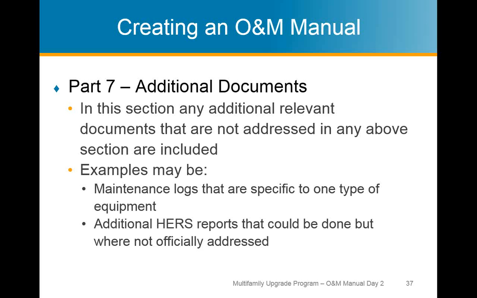Examples may be maintenance logs that are specific to one type of equipment, so the idea of a maintenance template doesn't really make sense for it, so you could include it here. Also, additional HERS reports, for example, that could have been done but weren't. They can be included here for additional reference or future reference, depending on how you think the property might be projected to perform over its life. And really anything can go here.